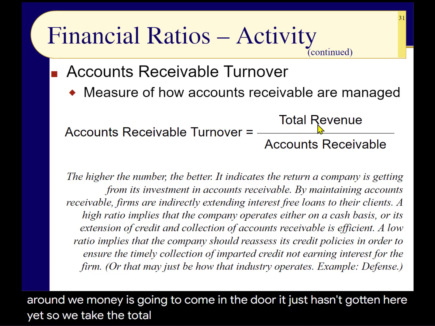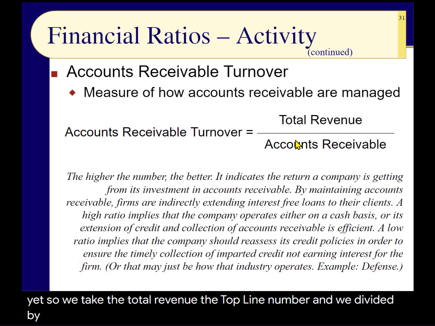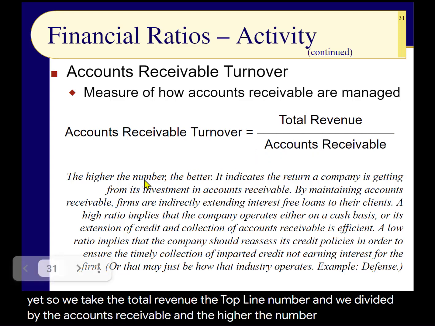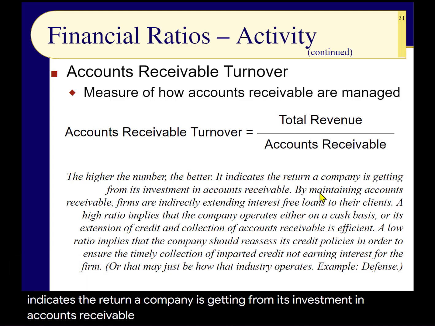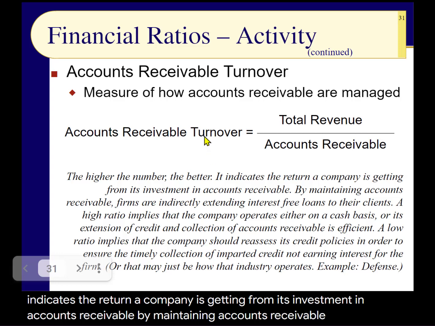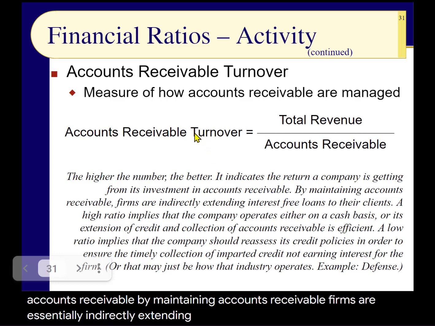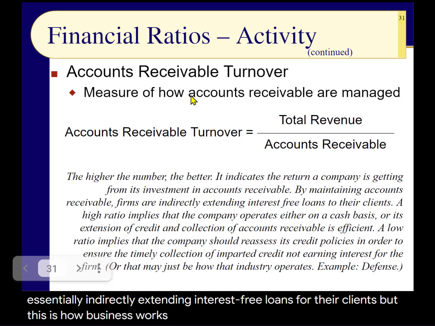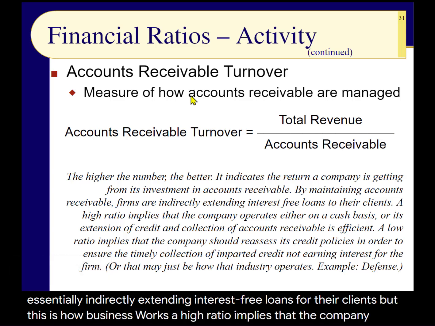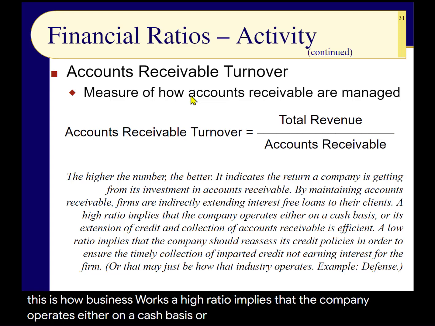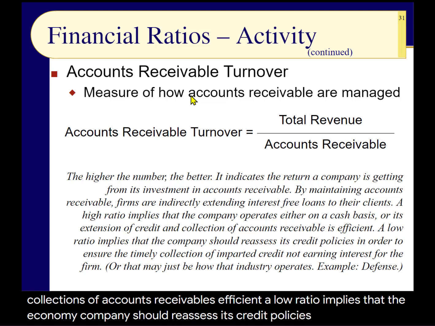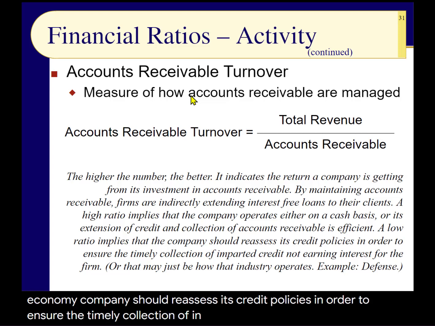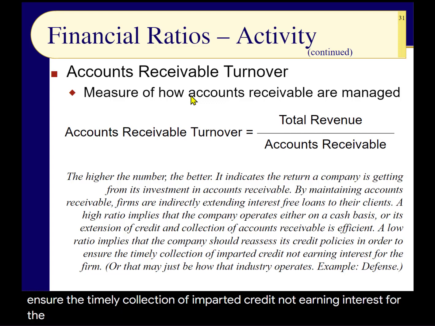So we take the total revenue, the top line number, and we divide it by the accounts receivable. And the higher the number, the better. It indicates the return a company is getting from its investment in accounts receivable. By maintaining accounts receivable, firms are essentially indirectly extending interest-free loans to their clients. But this is how business works. A high ratio implies that the company operates either on a cash basis or its extension of credit and collections of accounts receivable is efficient. A low ratio implies that the company should reassess its credit policies in order to ensure the timely collection of outstanding credit, not earning interest for the firm.